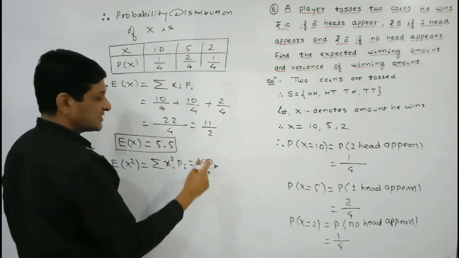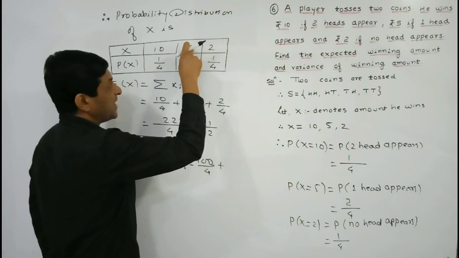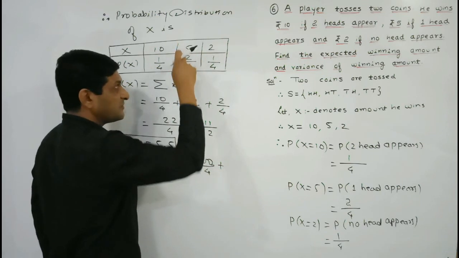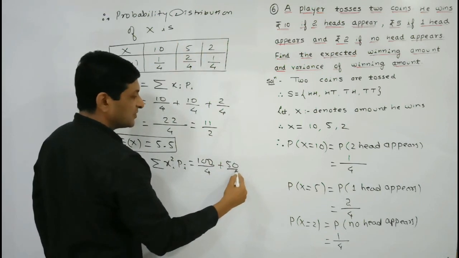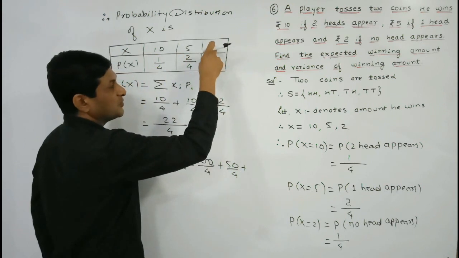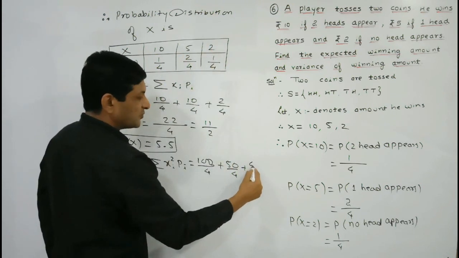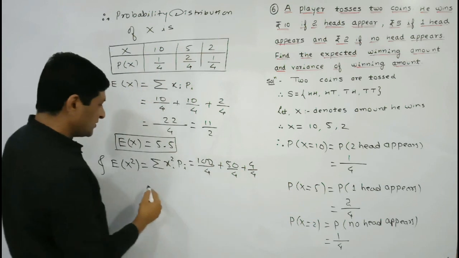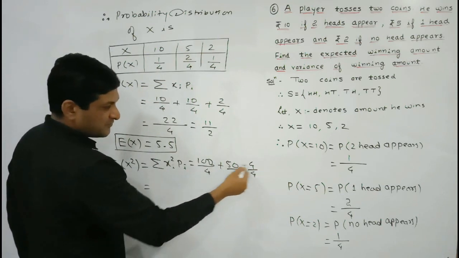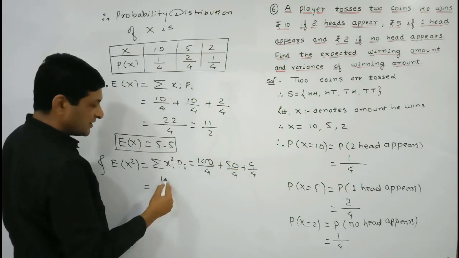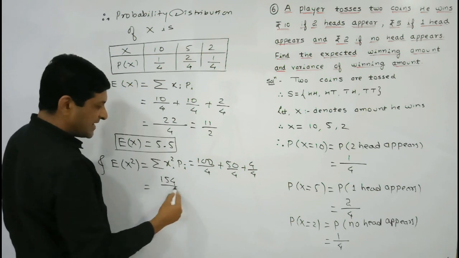100 into 1 by 4 is 100 by 4, plus 5 square is 25. 25 into 2 is 50 by 4, and here what will we get? Square of 2 is 4. 4 into 1 by 4 is 4 by 4. So which is equal to 150 plus 4, that is 154 divided by 4.